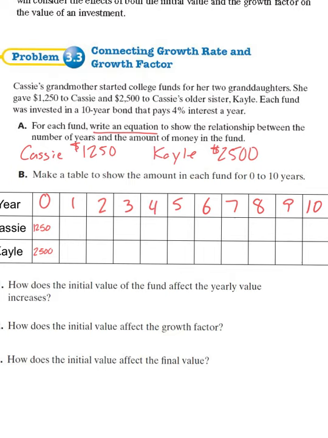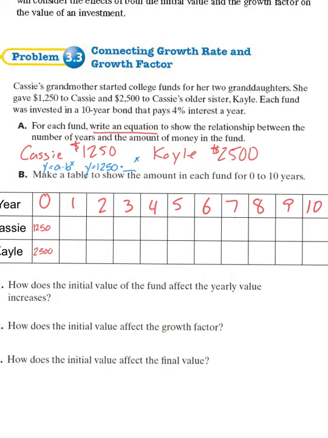And the tricky part here is, how do you write the equation? Compound growth is exponential growth, and so we already know the formula, or our equation, is going to look like this. So for Cassie, because she's starting at $1,250, that's going to go first. We have to figure out our growth factor, what we're multiplying by, and then x is our exponent.